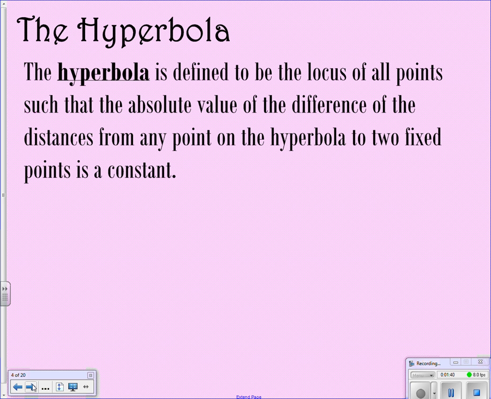So the hyperbola is defined to be the locus of all points such that the absolute value of the difference of the distances from any point on the hyperbola to two fixed points is a constant. So back on lesson 71, I think it was, we dealt with ellipses, where the two distances from the foci always added up to be the same thing. Well, when you're dealing with a hyperbola, the two distances, when you subtract them and take the absolute value, they're always going to be the same thing.